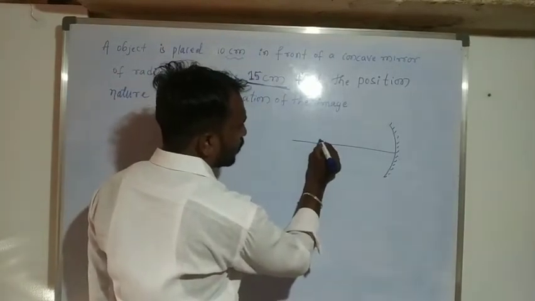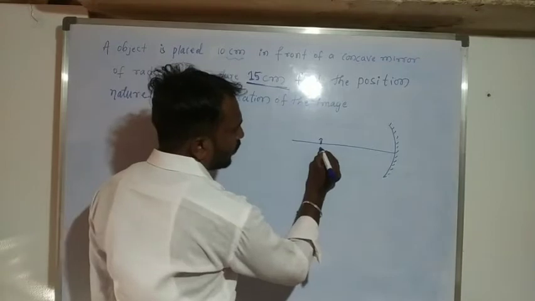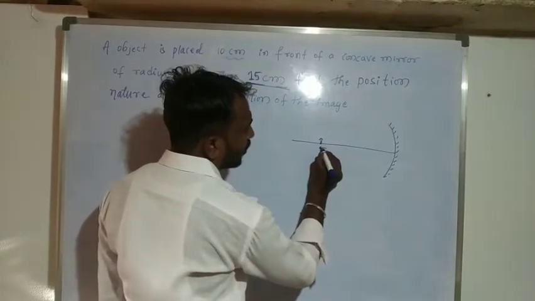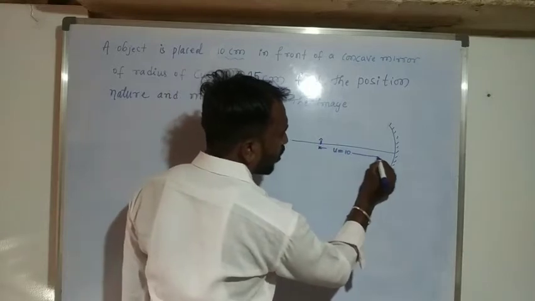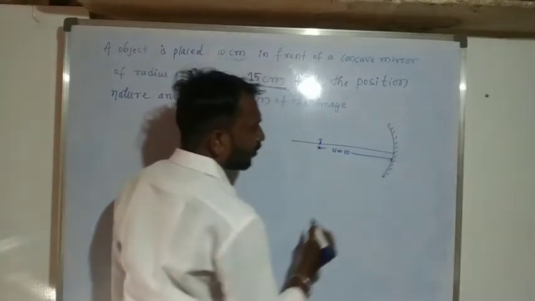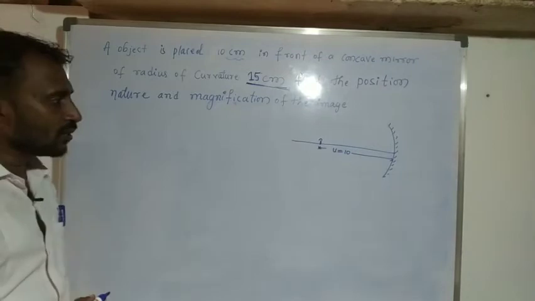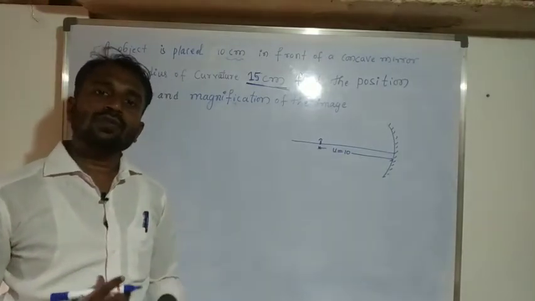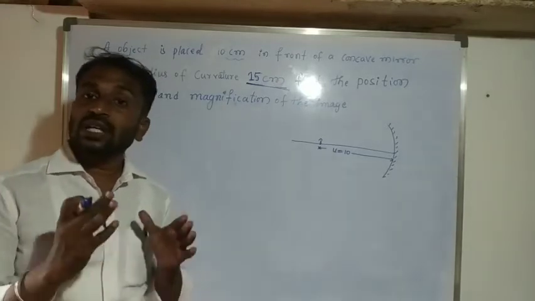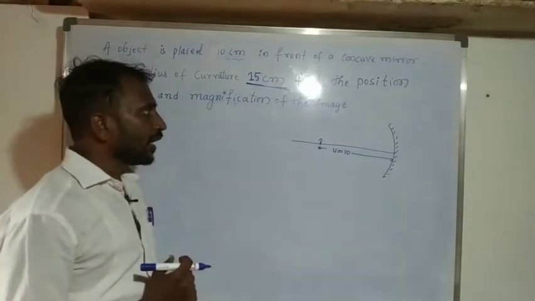So this one is the object, and the distance of the object we consider 10 centimeter. It means u is equal to 10 centimeter from the pole of the concave mirror. So this object distance we consider negative. Why? Because it is opposite to the incident ray.